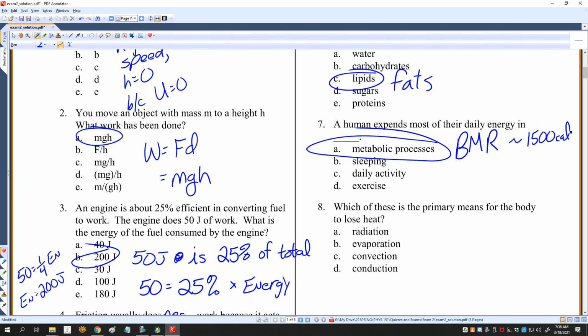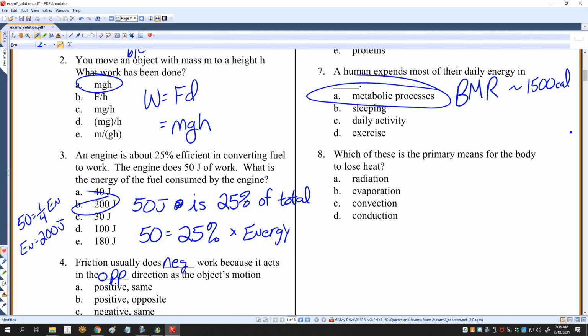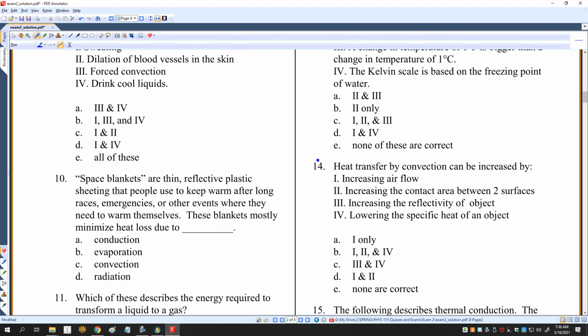On a rare day, if I have a really active day, my BMR and my caloric use for activity can be about equal, but that's not typical. On a typical day, my total metabolic rate is about 2,000 calories. So most of that energy is just going towards living, your breathing, your brain, your lungs, your liver, all those organs. Primary means to lose heat is radiation.